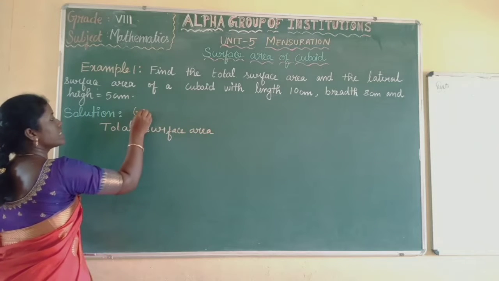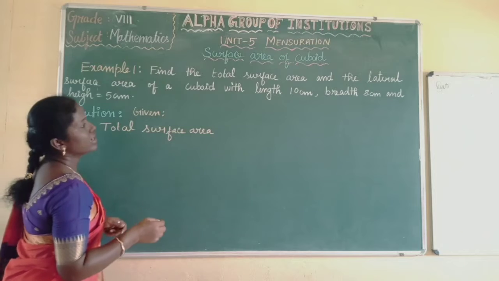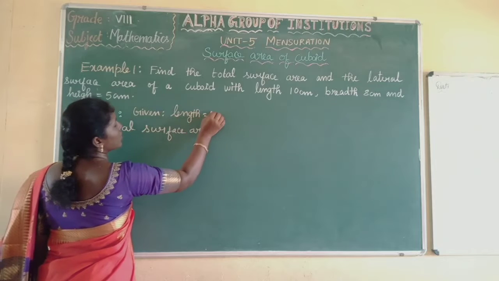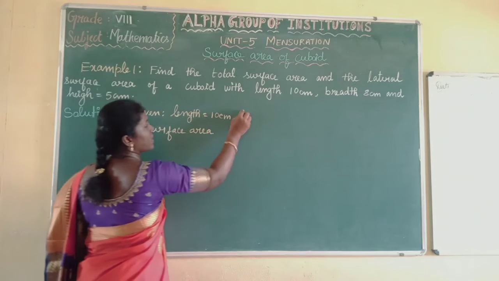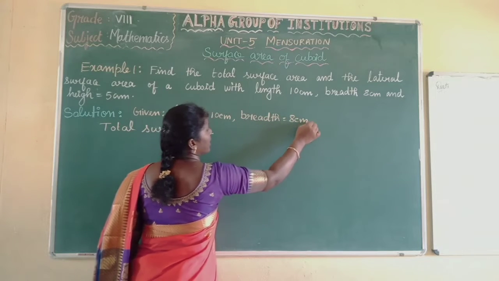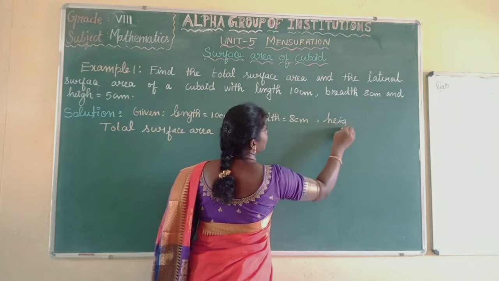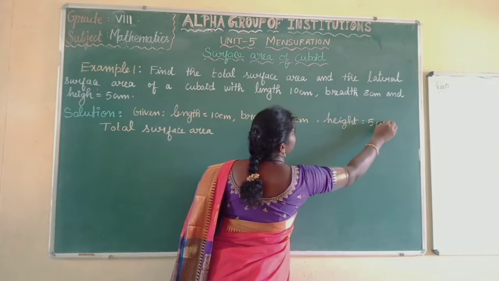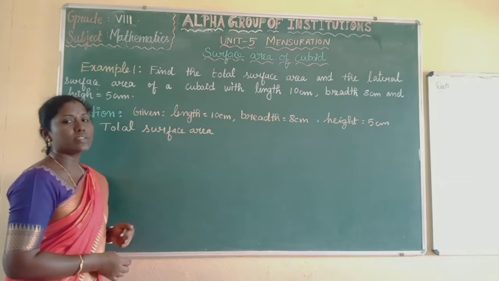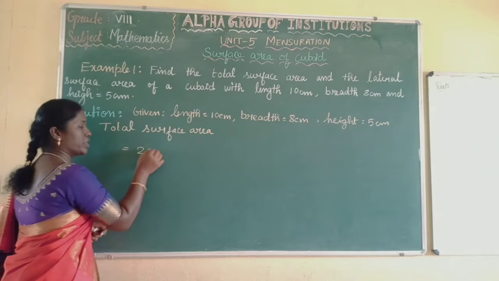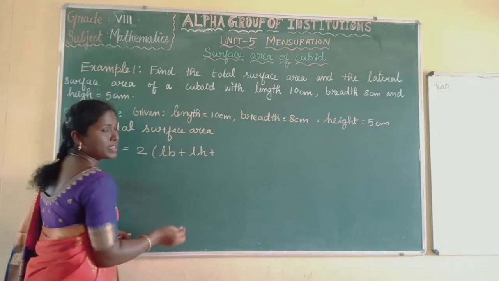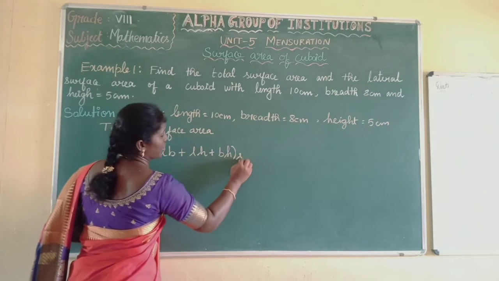Before that, what are the given things in the question? Write the given first. Length is equal to 10 cm, breadth is equal to 8 cm and height is equal to 5 cm. Write the given clearly first, then go for the formula of the total surface area. What is the formula for total surface area? 2 into L into B plus L into H plus B into H square units.